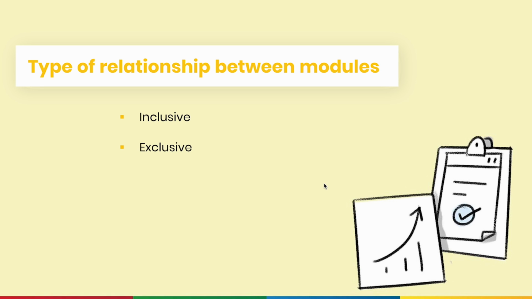Now let's see the type of relationship between the modules. When choosing a child module for a report, you can choose whether you want it to have an exclusive or inclusive relationship with its parent module. This allows you to control which data should be shown in a report.